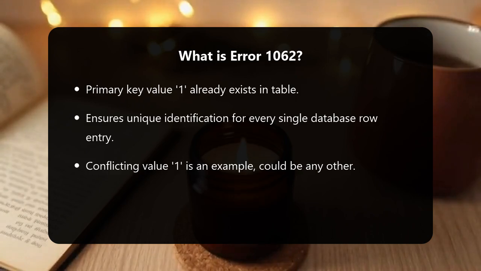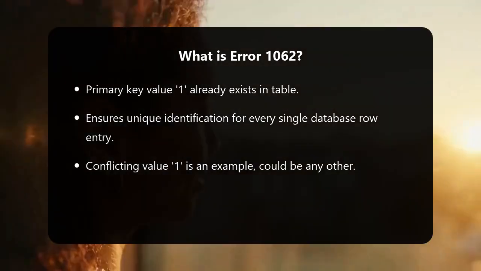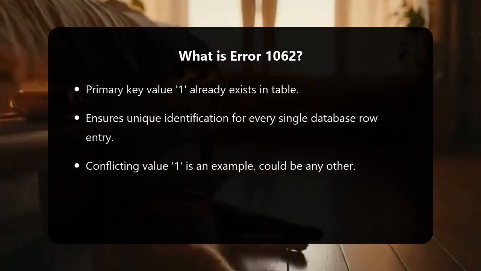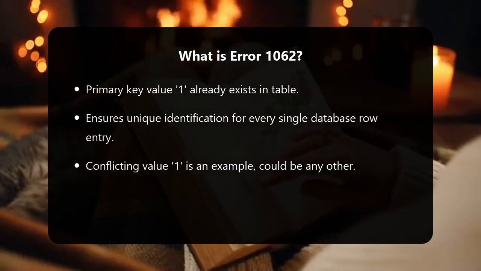The primary key constraint is fundamental for data integrity, ensuring that each row in a table can be uniquely identified. Think of it like a unique ID card for every record. You can't have two people with the exact same ID number.